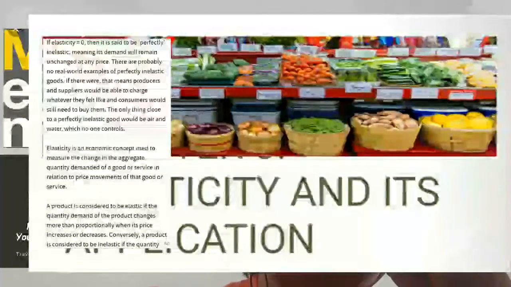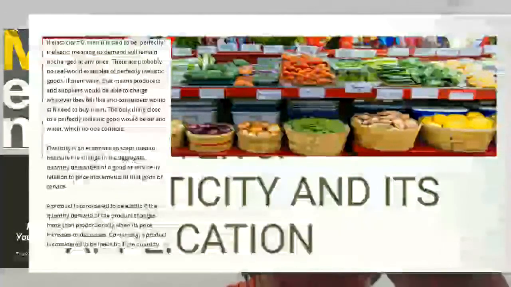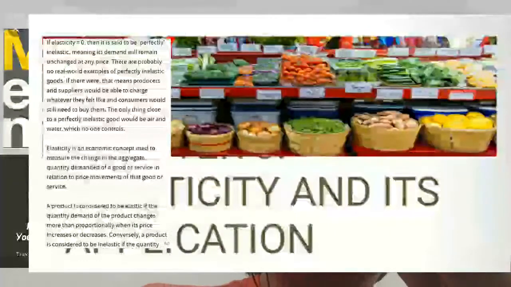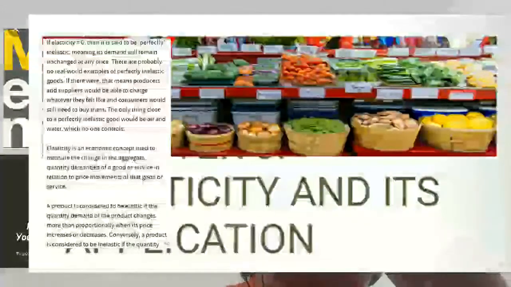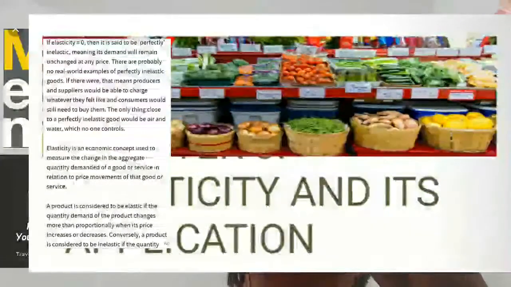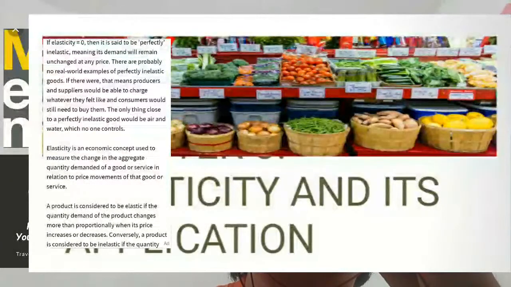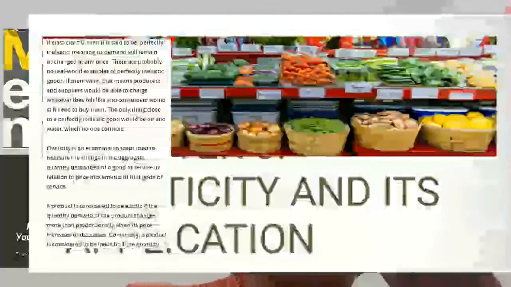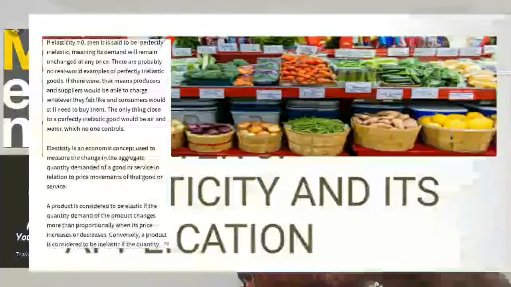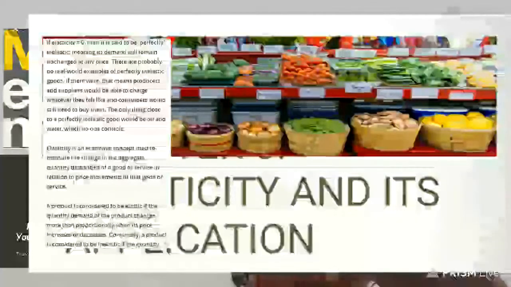Kamukha rin ng mga gamot sa ngayon, no? Yung mga vaccines like the Sinovac, ano pa ba yan? Pfizer, no? Yan ay mga perfectly inelastic. Alright? So elasticity is an economic concept which is used to measure the change in the aggregate quantity demanded of a good or service in relation to price movements of that good or service. Alright? So economic concept to mga katoto, no?